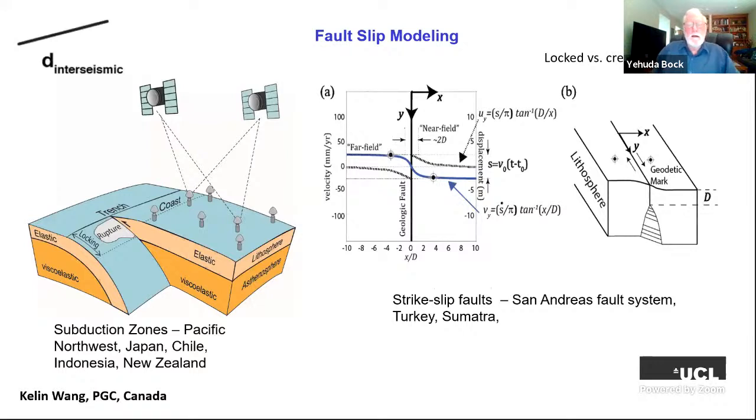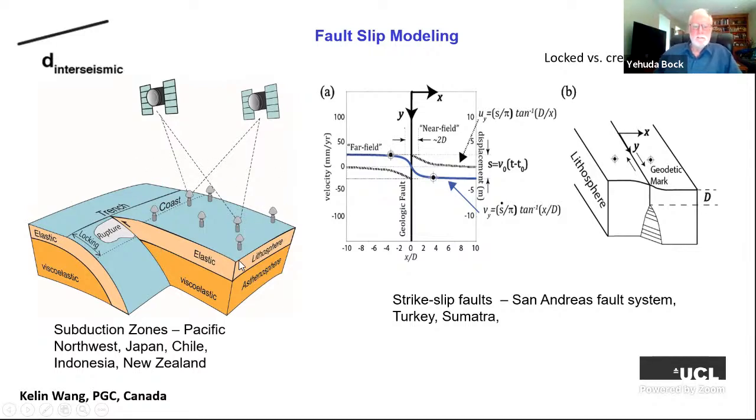Okay. All right, so how do we use this information for fault slip modeling? As I mentioned, and now I'm talking here about the interseismic motion, we have two types of tectonic environments in California. We have thrust earthquakes, subduction zone earthquakes, such as in the Pacific Northwest, Japan, Chile, Indonesia, New Zealand. And there the crust is moving, one plate is moving beneath the other.